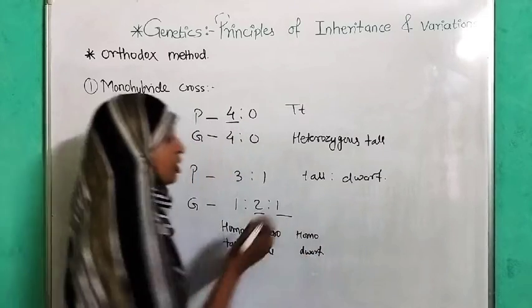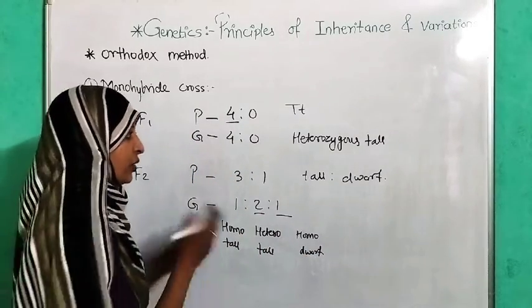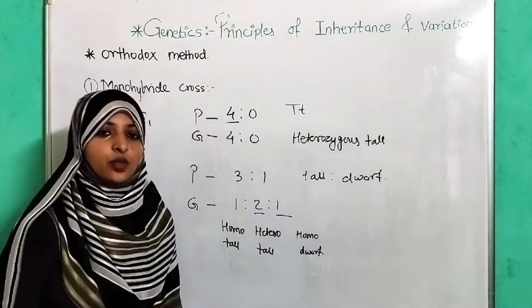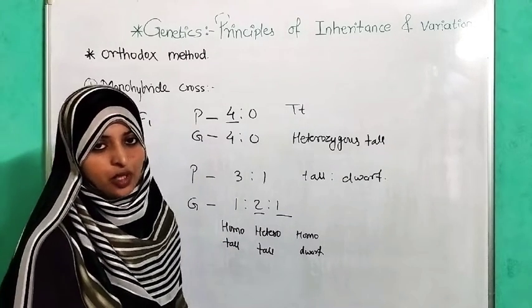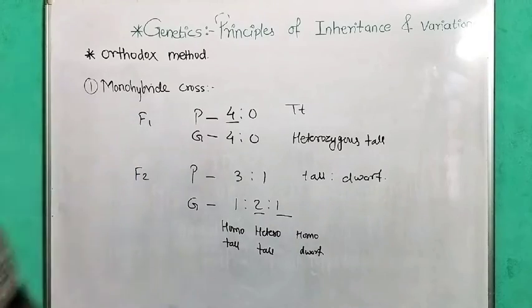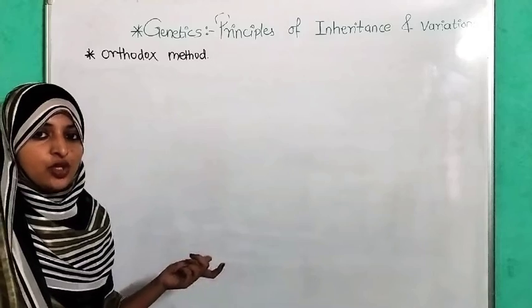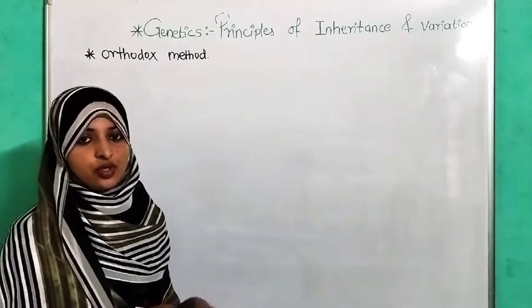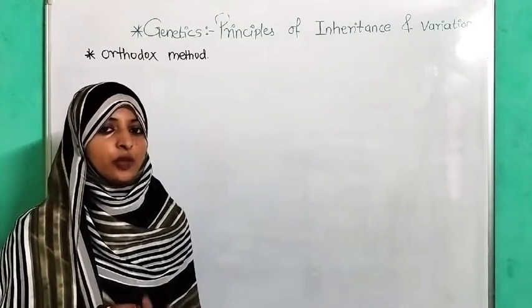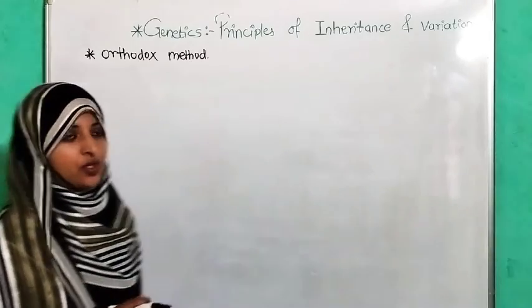So this was about the monohybrid cross. Now we are going to discuss the dihybrid cross, the phenotypic and genotypic ratio. If you want to find the phenotypic ratio and genotypic ratio of the F2 generation, we have to know the phenotypic and genotypic ratio of the F1 generation.